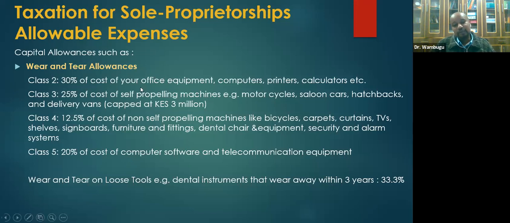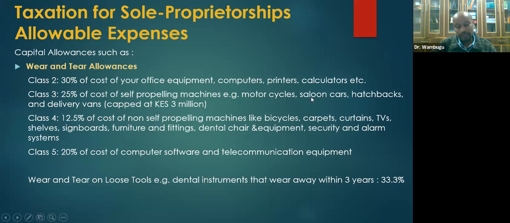Now, in dentistry, we have classifications of cavities. I'm sure people know about class 1 to class 5. In taxation, they've also classified assets according to what they would qualify for in wear and tear allowances. So we have class 1, 2, 3, 4 and 5. I left out class 1 because I don't think it would be applicable to us, but it's usually heavy machinery and heavy equipment. Now, class 2 is the cost of your office equipment, computers, printers, and calculators.